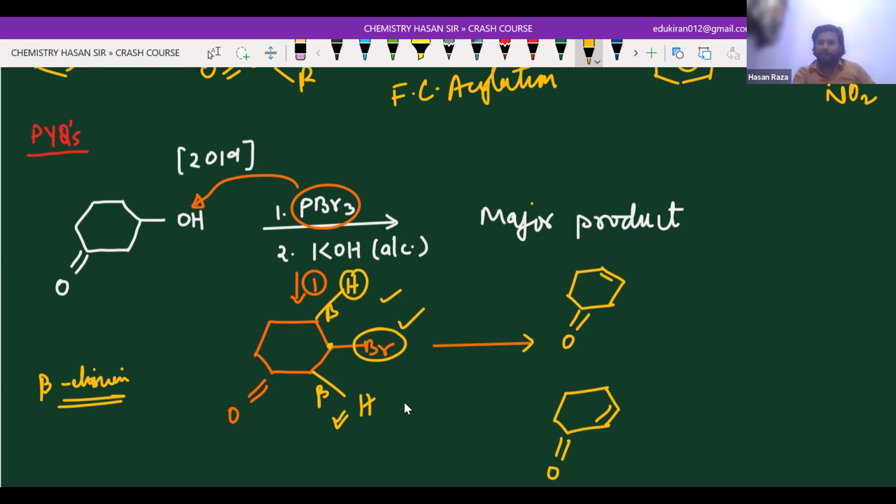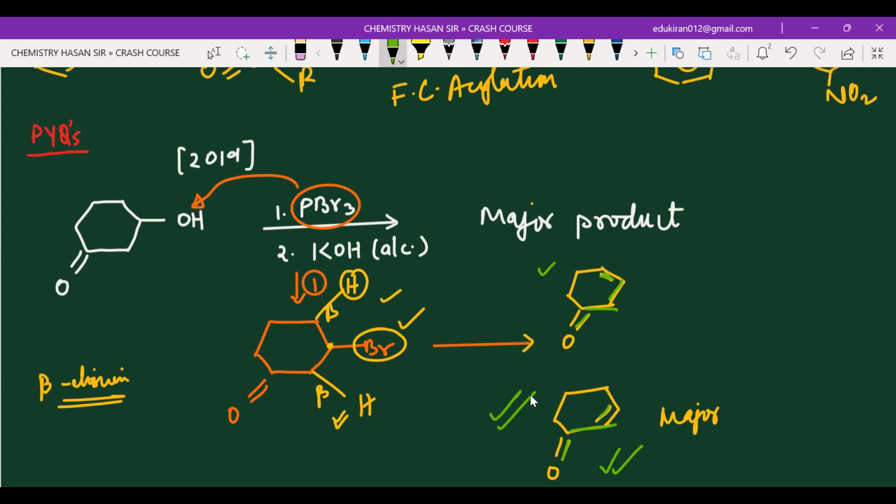So this will be the major product, because this pi sigma pi is in conjugation, so it is more stabilized than this one, which is not in conjugation, pi sigma sigma pi. So this will be the major product. Is that clear, everyone? Yes, sir. Okay, can I change the slide?